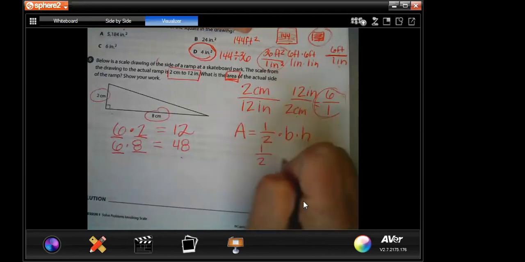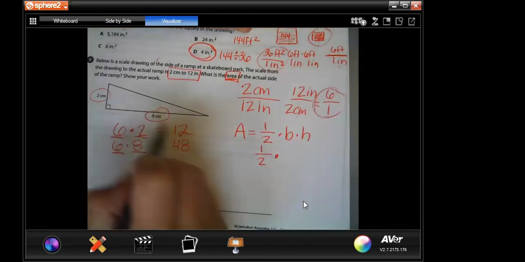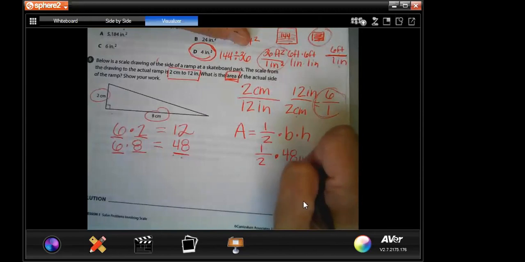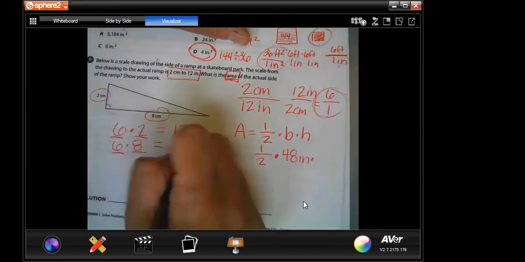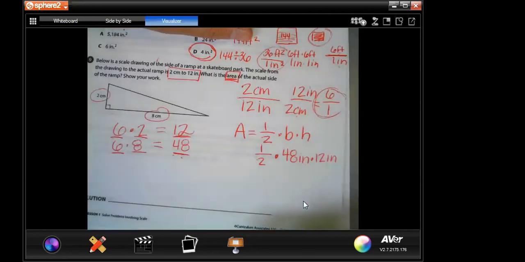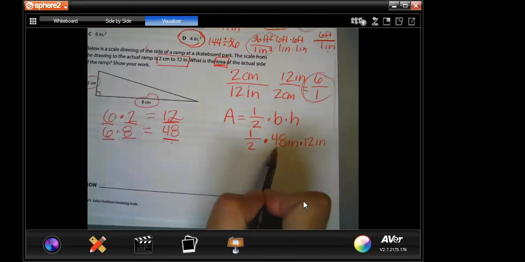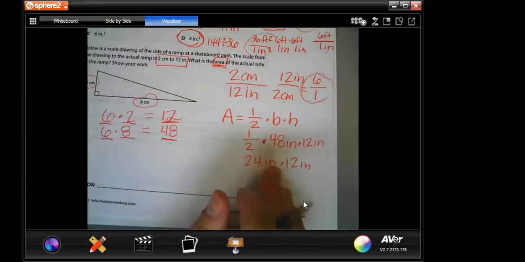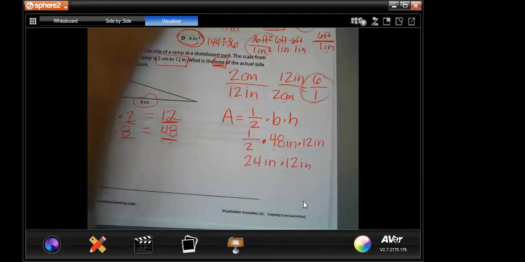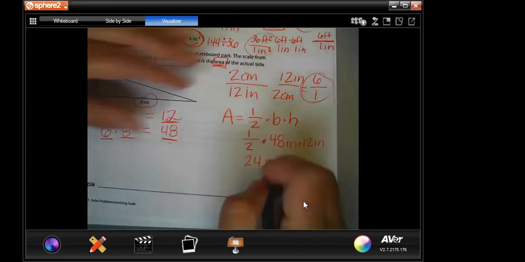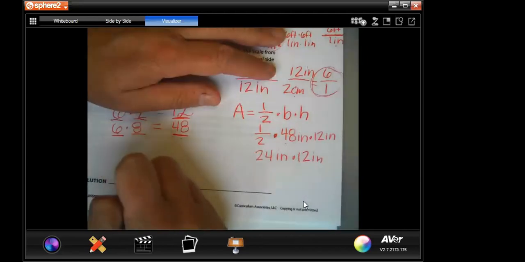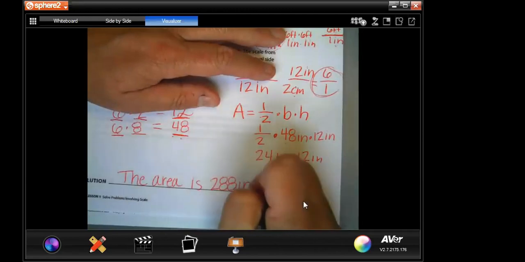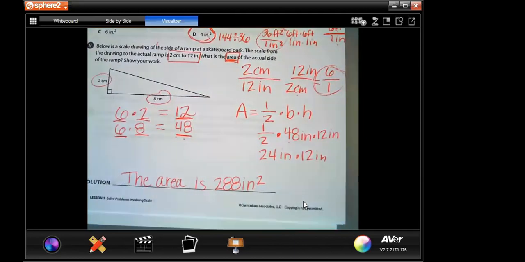So 1/2 times my base, in actual length it's 48, and it is in inches, times my height, which is 12 inches. So 1/2 of 48 is 24 inches times 12 inches. And all we're going to do is multiply those together to get 24 times 12. So my area is 288 inches squared. Okay. All right.